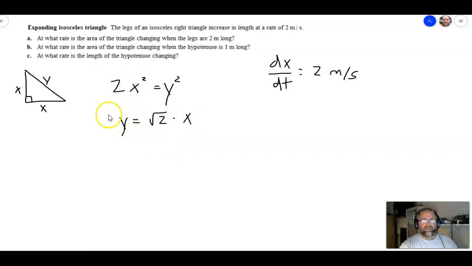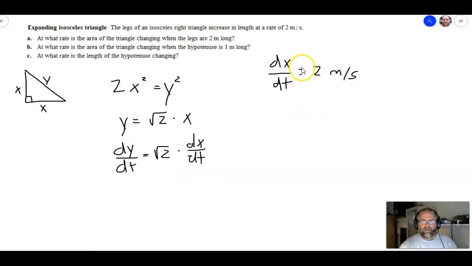Hold on. I'm sorry. I got a little bit ahead of myself. You take the derivative of both sides. So the derivative of y with respect to t is just going to be dy over dt. And then the derivative of the square root of 2 times x with respect to t is just going to be the square root of 2 times dx over dt.